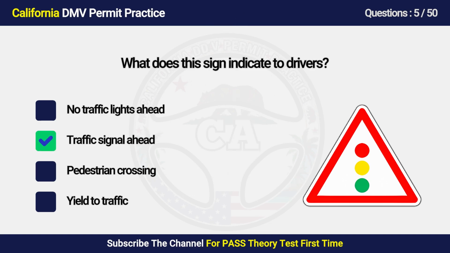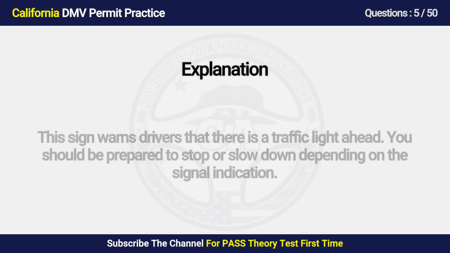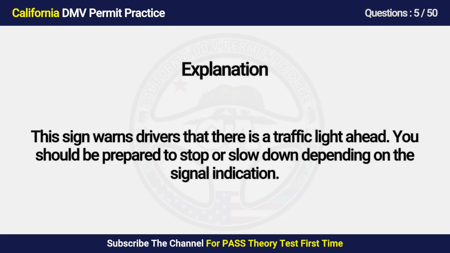Answer is B. Traffic signal ahead. This sign warns drivers that there is a traffic light ahead. You should be prepared to stop or slow down depending on the signal indication.